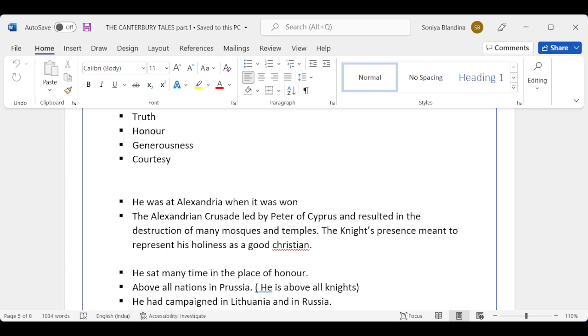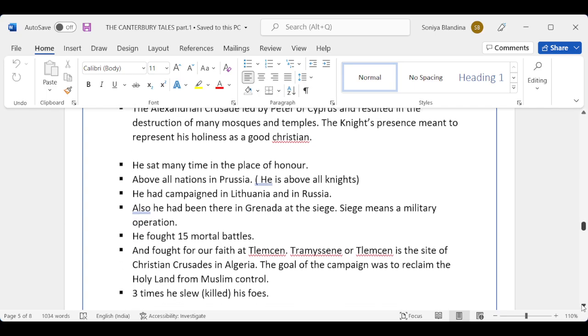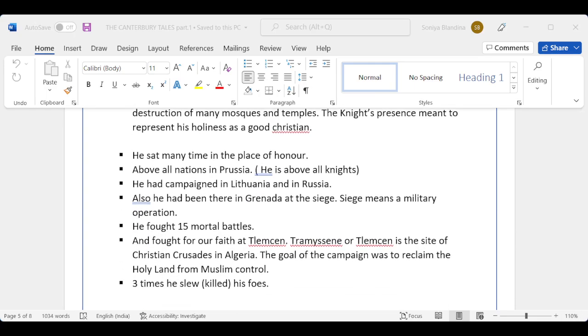See, he was very capable. So many times, not once or twice, many times he sat in the place of honor above all nations in Prussia. Okay, he was above all the knights in Prussia. Okay, next one.